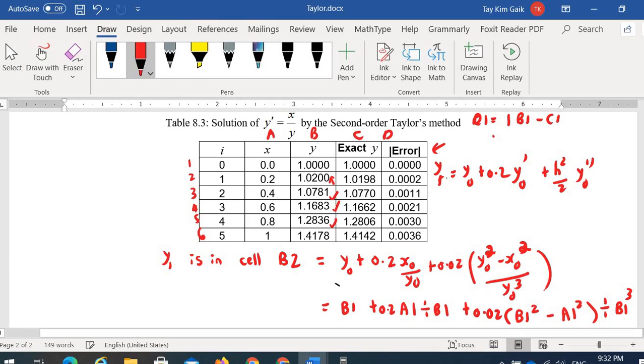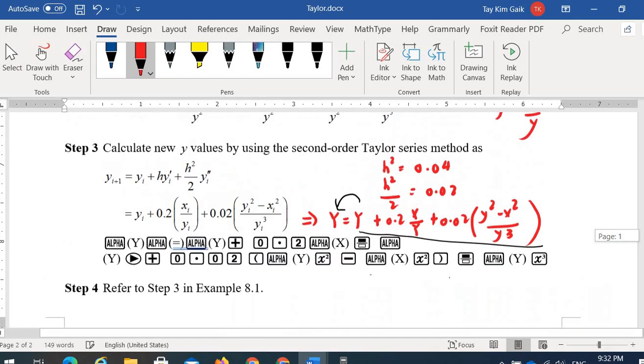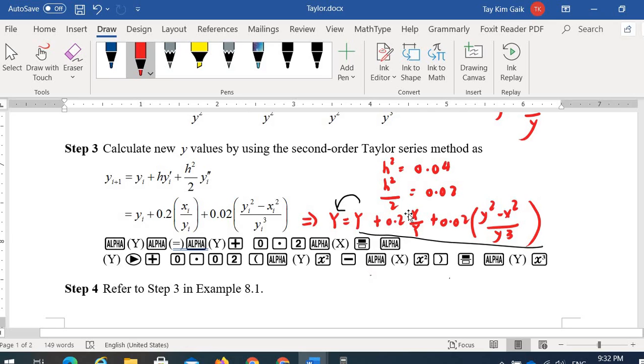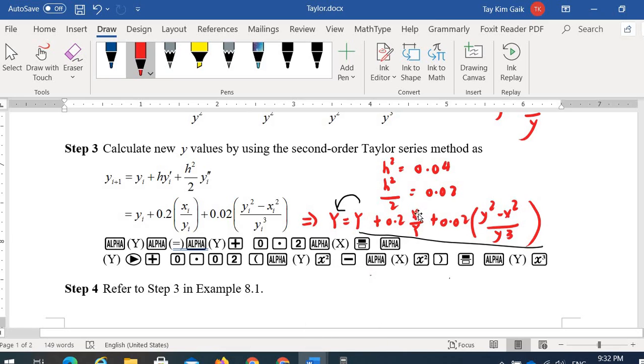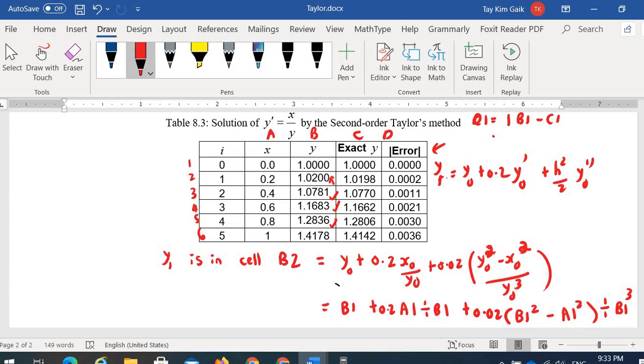If you want to use the calculate menu, you can key in the formula as y equals y plus 0.2 x over y plus 0.02 times y squared minus x squared over y cubed. After you key in this formula, it asks you for the values of x and y. So y1 depends on x naught, y naught. So for the calculate menu, after you key in the formula, it asks you for the y and x values. Then you get y1. The y1 value is kept in y. So when you want to calculate y number 2, the y value is there. You press down to update the x value from x naught to x1. So the process is repeated.